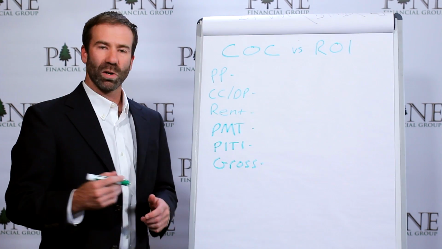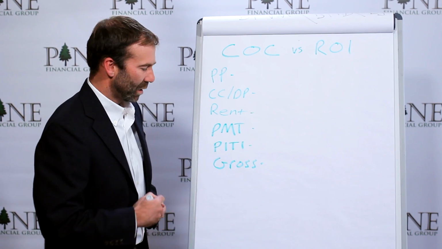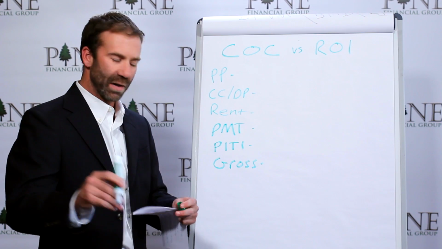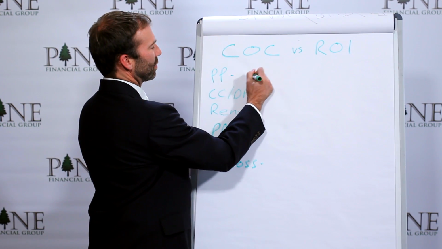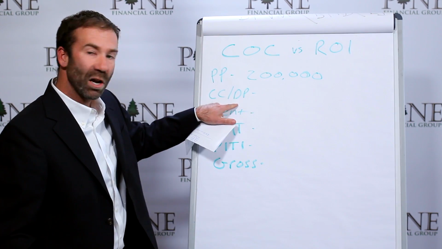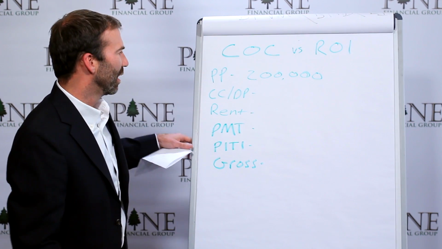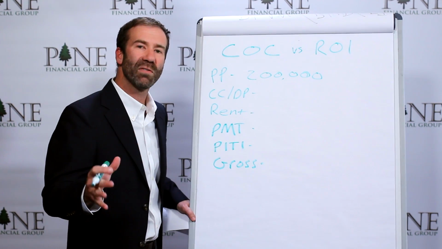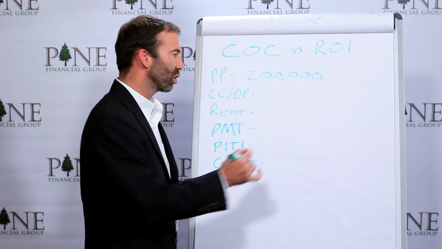Now, I actually like this one a lot because this is your cash flow. So I have some notes here. I'm going to go through this example. Let's just say you use a $200,000 house. Purchase price, $200,000. Closing costs, down payment. I'm going to put all of that together. I'm going to use a 20% down payment loan. So we're looking at about $45,000 all in for your down payment and your closing costs.